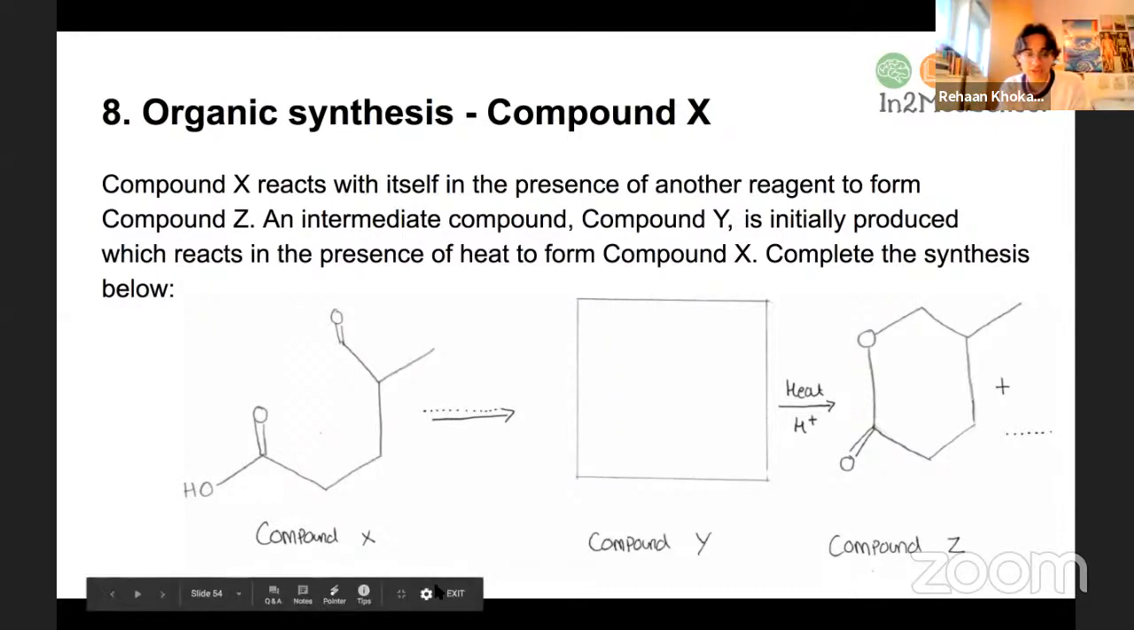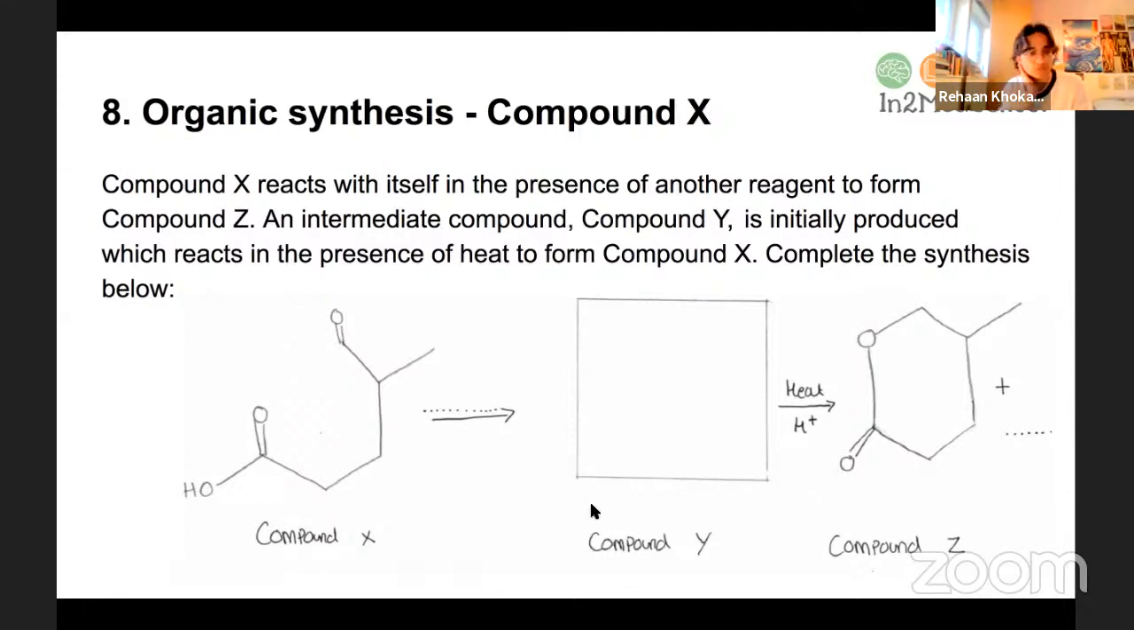So this is the question, now on the organic synthesis part of it. I think we'll do about 5 more minutes and then we'll move over to the next section. This is one I've made. Compound X reacts with itself in the presence of another reagent to form compound Z. An intermediate compound called Y is produced. Try and think about what Y looks like.